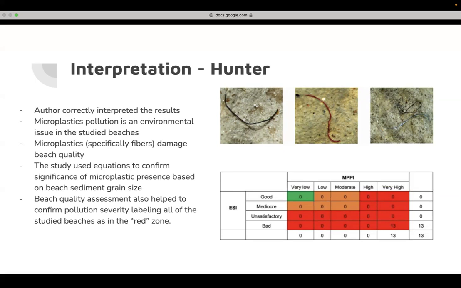The study also used equations such as the MPPI, the ESI, and the CMPI to confirm the significance of microplastic presence based on beach sediment grain size. These beach sediments are things such as sand and dirt. Beach quality assessment also helped to confirm pollution severity, labeling all of the studied beaches as in the red zone. We can see this on the chart to the right, as the MPPI was found to be very high in these beaches, and the ESI was found to be bad in these beaches, labeling all 13 of the studied beaches in this red zone.